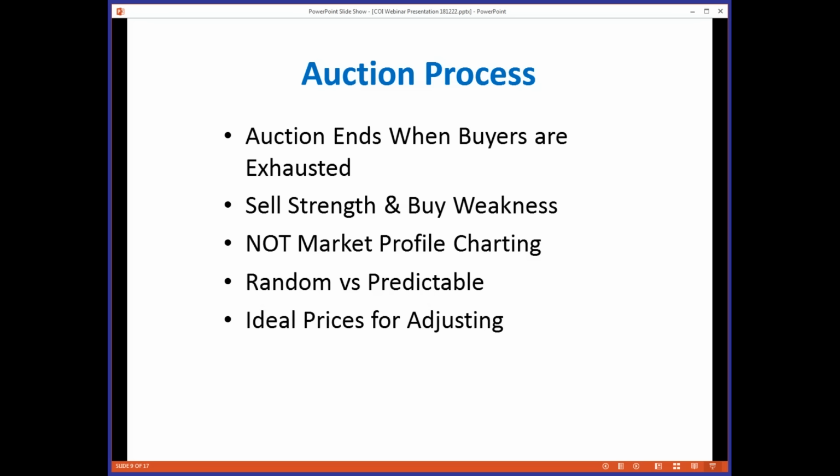So on my website, I go into some detail about the flaws in the market profile charting technique. For now, though, I just want to emphasize that we're not using the market profile charting technique. We're just looking for auctions, and what we're doing is finding levels above and below those auctions where we want to be engaged.